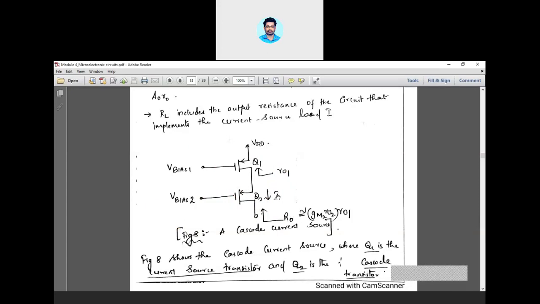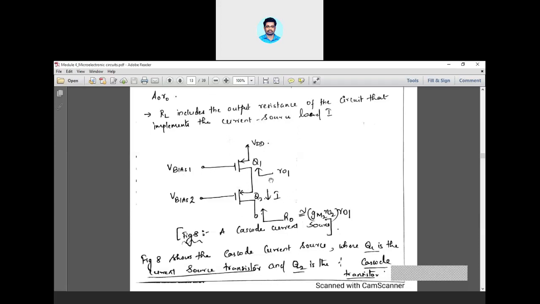The value of this current I depends on the biasing conditions. You know that every current source will produce a required amount of current only if the two transistors work in the saturation region. Whatever kind of MOSFETs you are using to produce a current, you will have to maintain those transistors in the saturation region. For that, you have to apply suitable biasing voltages, so that you get a proper current I.